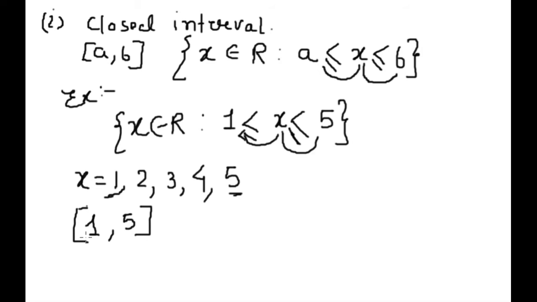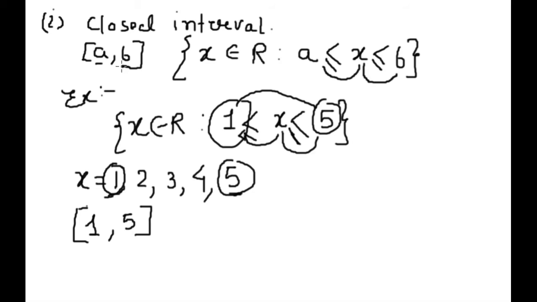We can write it like this. It includes the limit. The limit is 1 and 5, and 1 and 5 are included. In the closed interval, these limits will be included. Let's go to the next question. The next interval is the open interval.